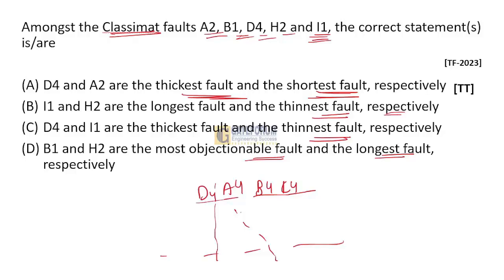If you read about the Classimat faults, they are classified based on specific ranges of thickness and length. These are basically yarn faults, the errors that occur during the yarn process, and they are defined by thickness and length.